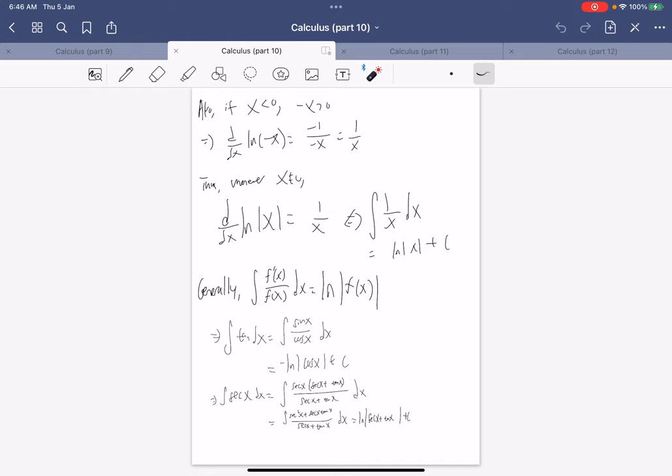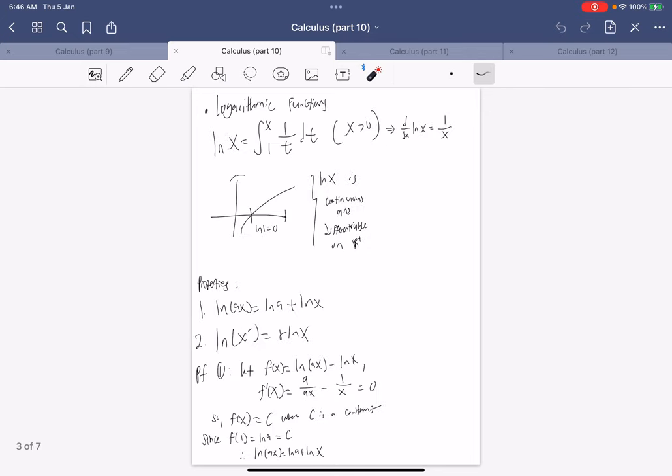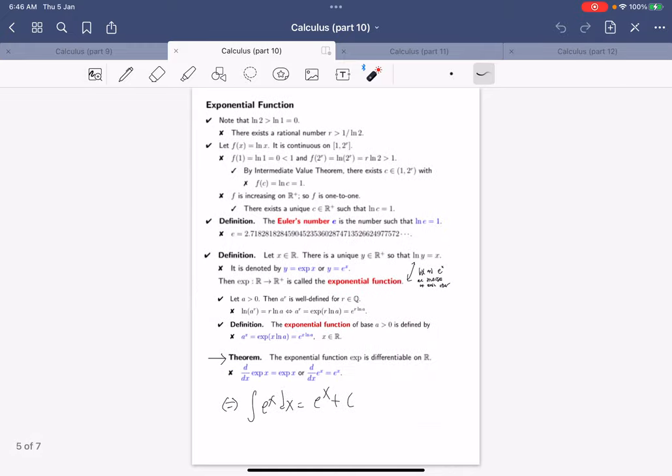With this, now you are able to integrate functions of this form. And then we want to say that because we already know this is continuous and differentiable, and it's monotonic, which you can show, it now proves that there is existence of an inverse function. And this inverse function is known as the exponential function.